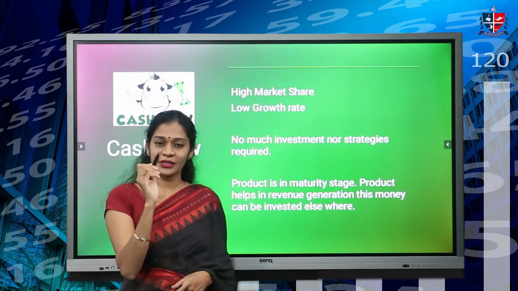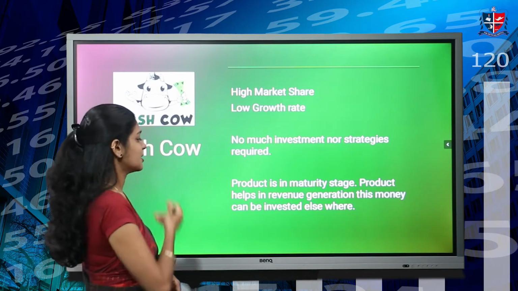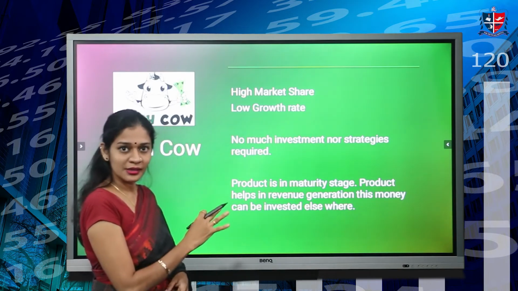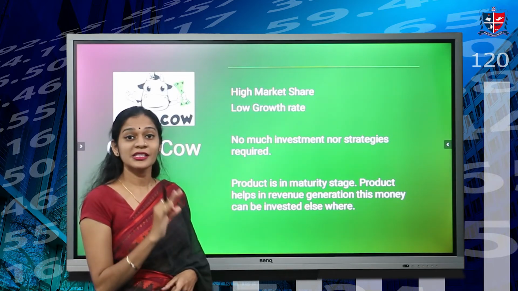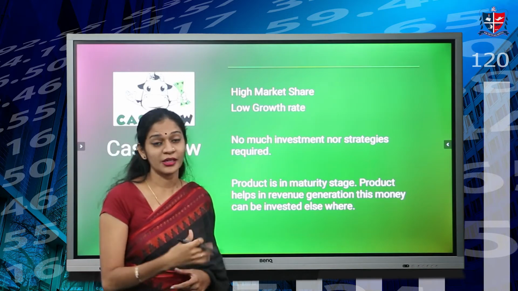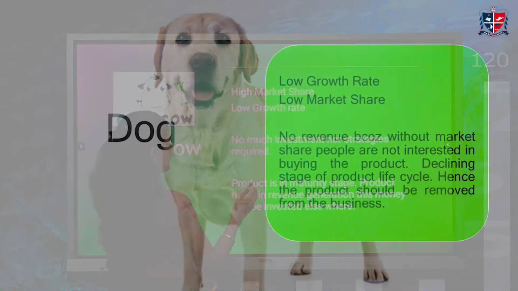People are aware, the market rate is very high. Market share is very high in the cash cow category. Okay, so it means that there is very high revenue in the cash cow, and the expenses in those product lines are very less. Company doesn't have to spend much on products which are in the cash cow category.